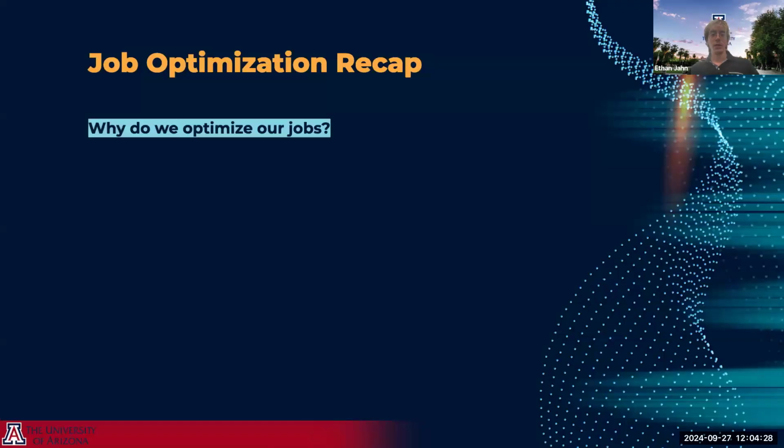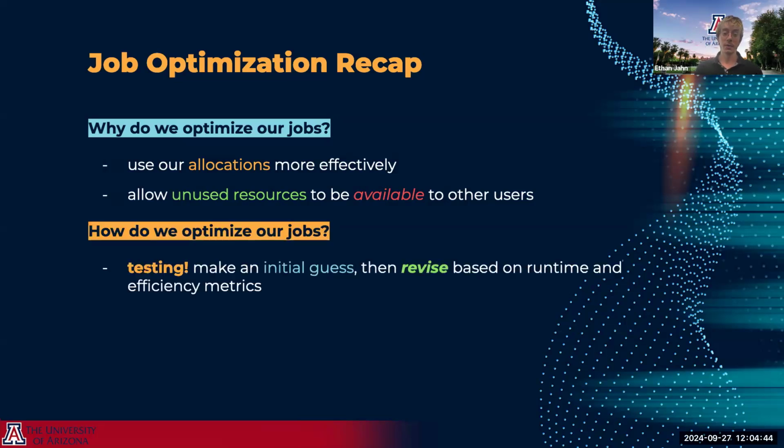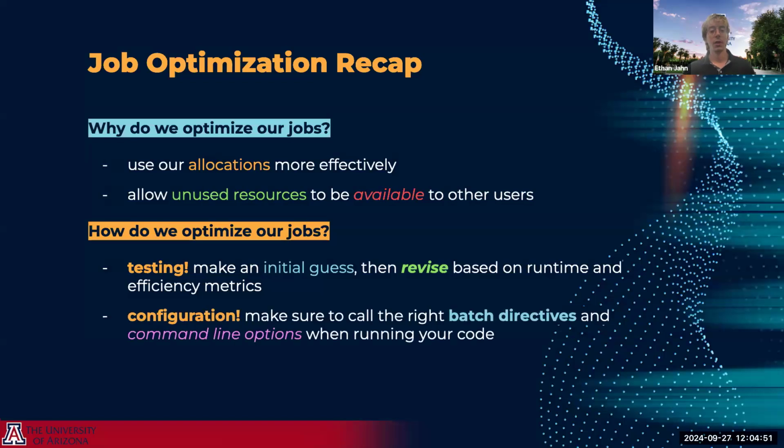Okay, let's recap job optimization. First of all, why do we optimize our jobs? To first of all use our allocations more effectively, as well as to allow unused resources to be available to other users, other jobs. Right? How do we optimize our jobs? Well, first of all, testing. We want to make an initial guess and then revise based on runtime and efficiency metrics. Configuration, we want to make sure to call the right batch directives and command line options when running your code.